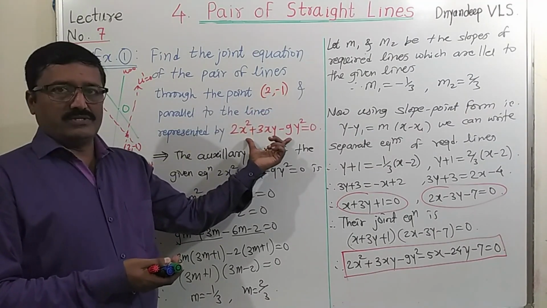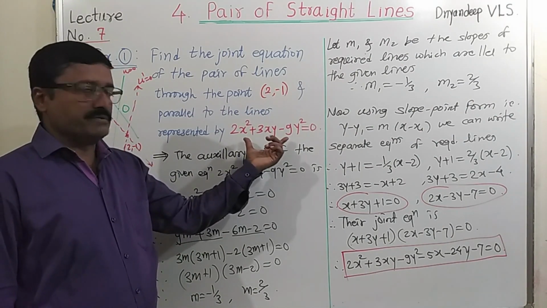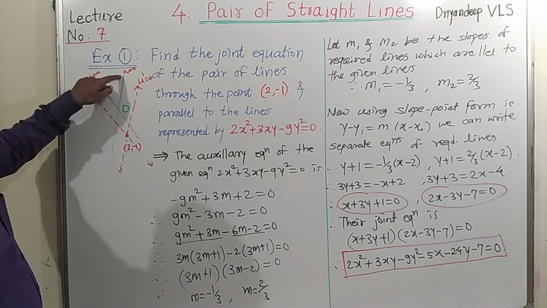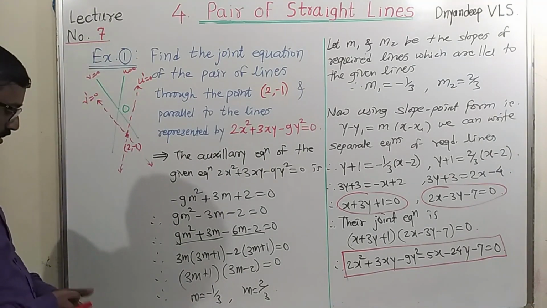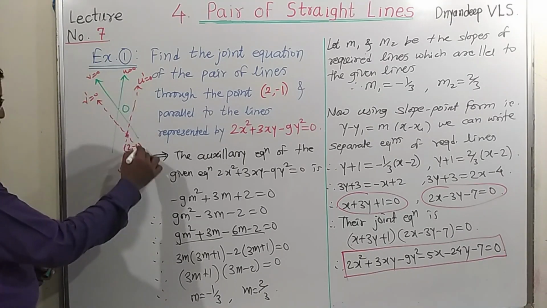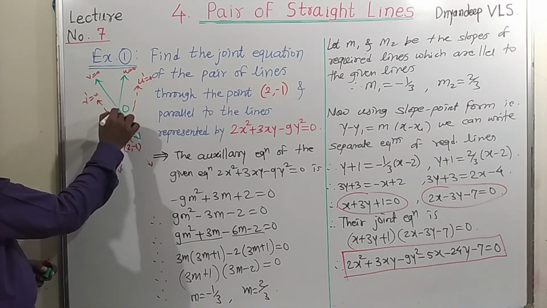This is a homogeneous equation in x and y. Obviously this represents two lines passing through origin. Let us suppose u = 0 and v = 0. These are the two lines which are passing through origin.